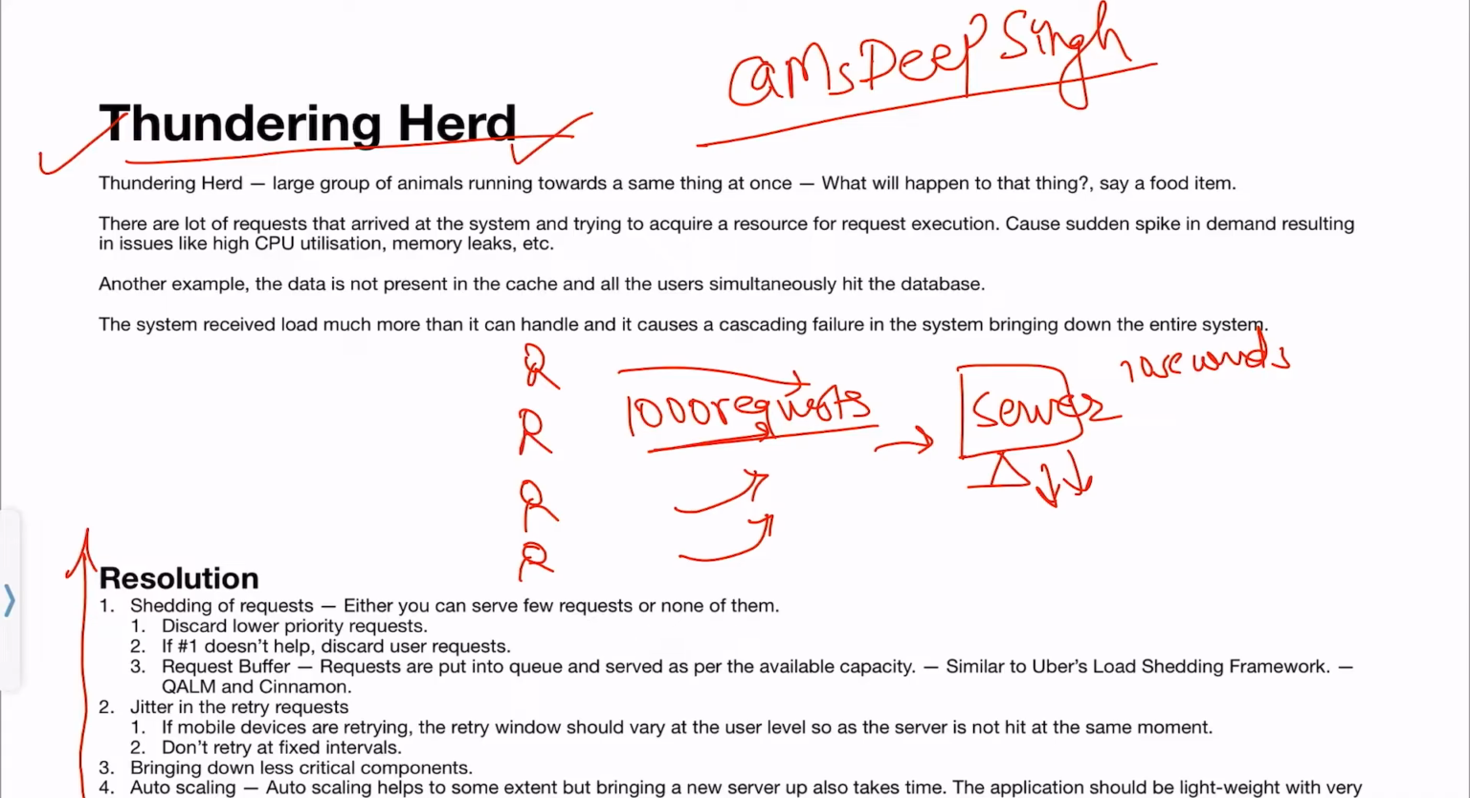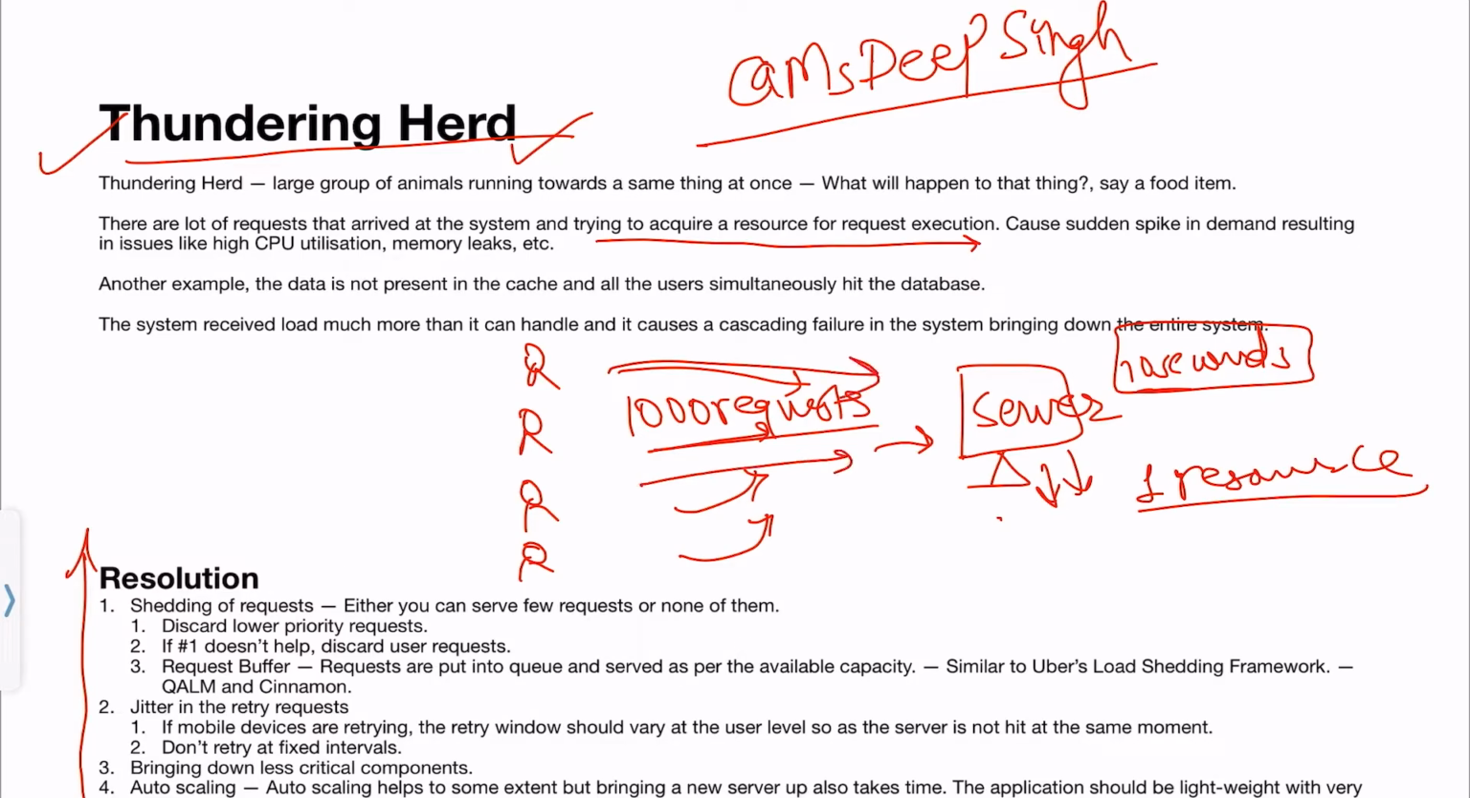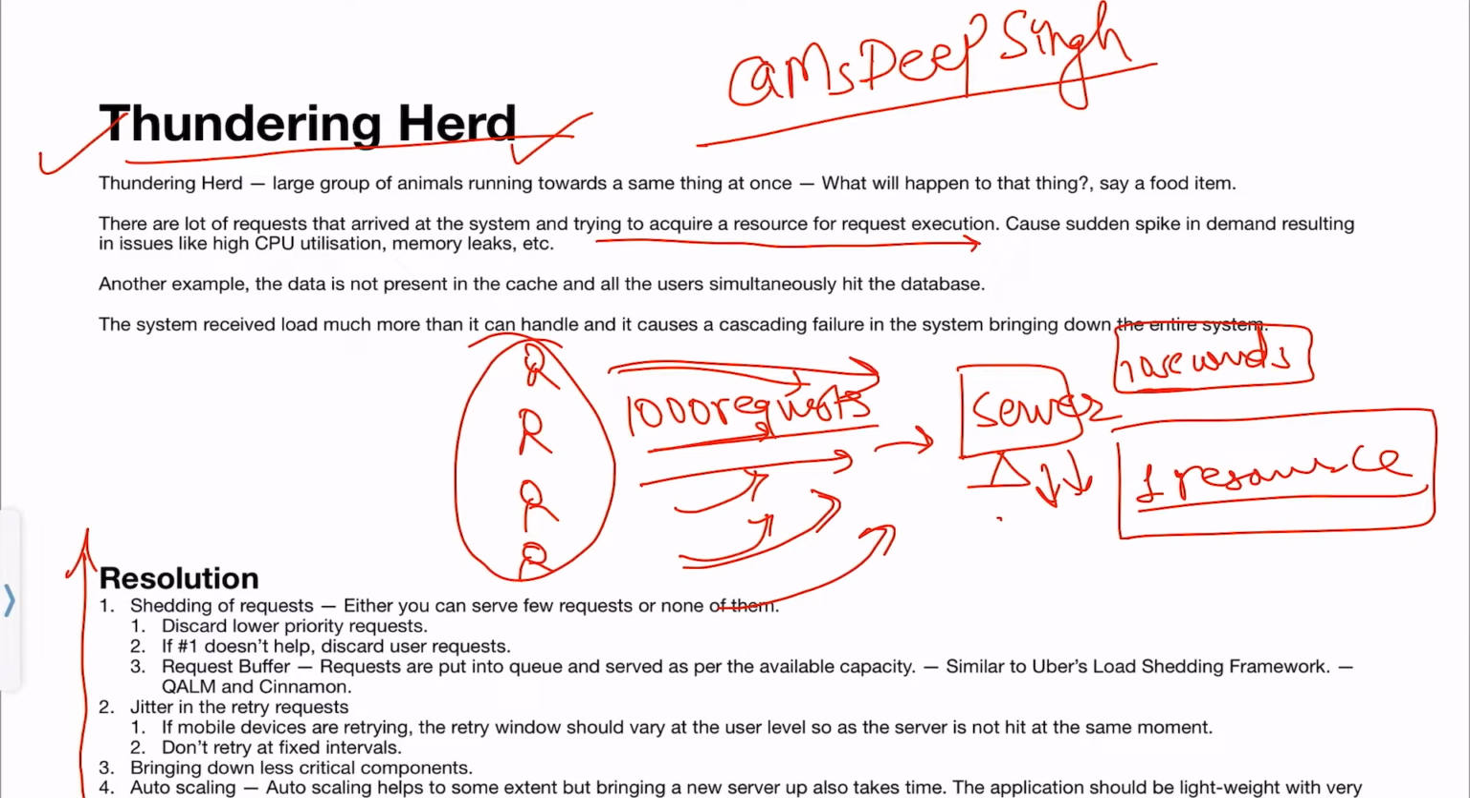If we go by the definition, there are a lot of requests, as we discussed, trying to acquire the same resource for request execution. Let's say there is only one resource available and a lot of requests are coming in. Since there is only one process or one resource that can execute these requests, all these requests will be in the pending state, or they will not be able to acquire that resource. That can result in issues like CPU utilization, memory leaks, and other issues on the system, eventually impacting the working or functionality of that server or system.